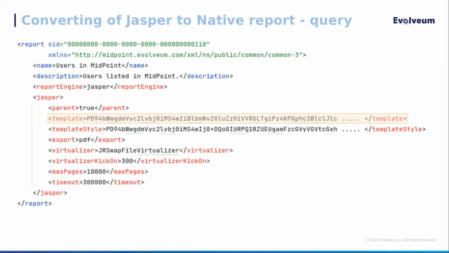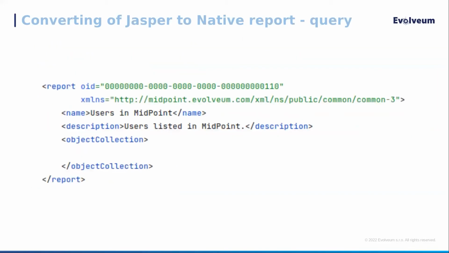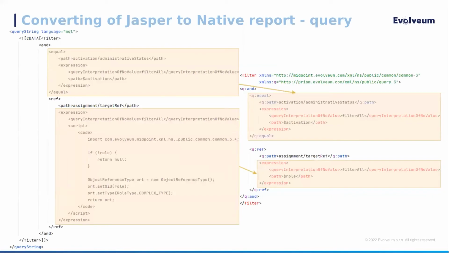Now we can look at how to convert an old Jasper report to a new native report. We will see it on the simplified users in MidPoint report that you can find in the initial objects in MidPoint. As the first step, we have to decode the value of the template attribute from base64 format. We get XML with the Jasper report configuration. When we have the Jasper configuration, we can create the basic XML of the new report. We can use the old Jasper report, remove the Jasper tag and create an object collection tag. Now we can start with converting.